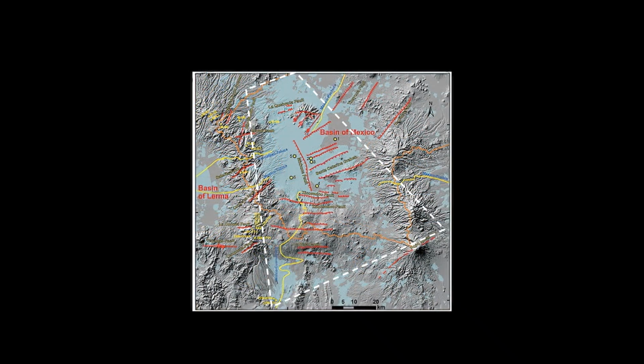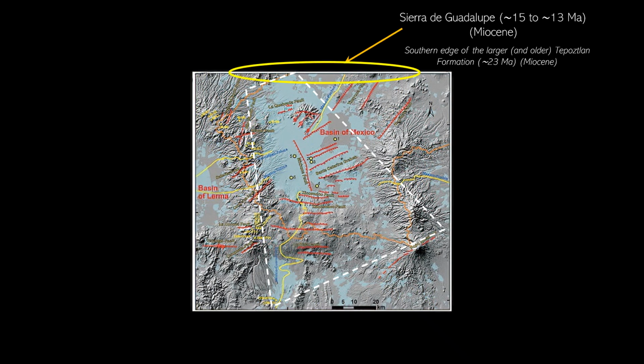This next map shows the sequence of mountain building that shaped the basin. First, in the north, was the oldest range, the Sierra de Guadalupe. This emerged about 14 million years ago in the Miocene period. This was actually the southern edge of the much larger and older Tepoztlan Formation. Then there was a period of 10 million years when nothing much happened, before the next three ranges appeared in quick succession.